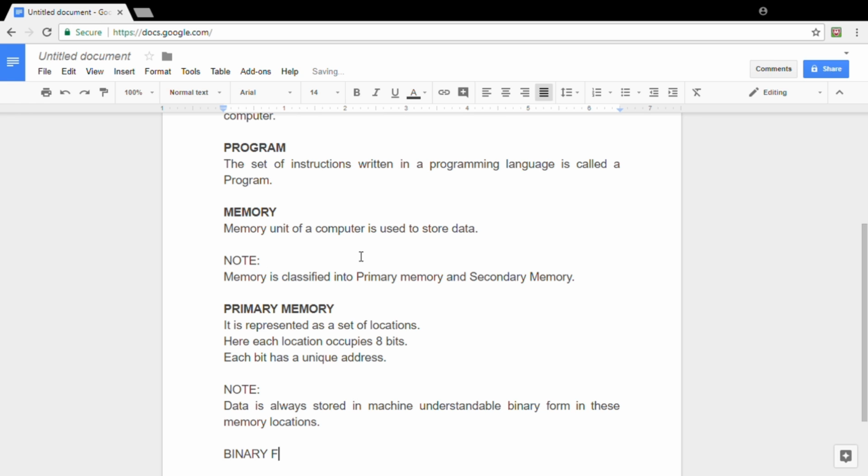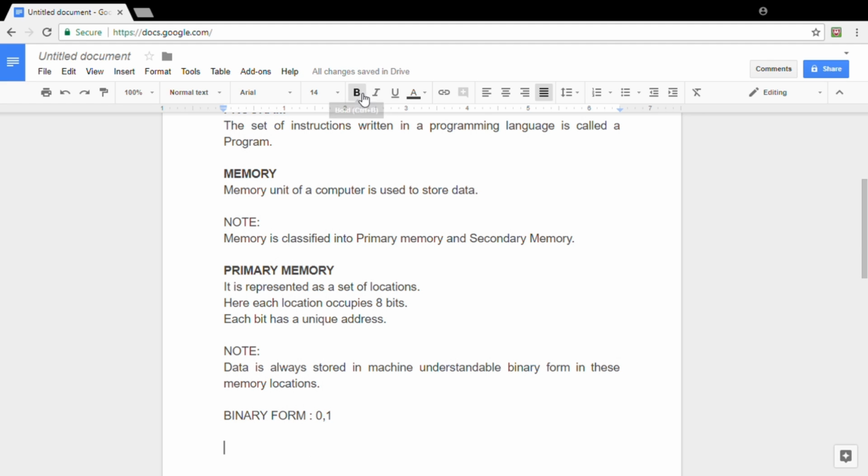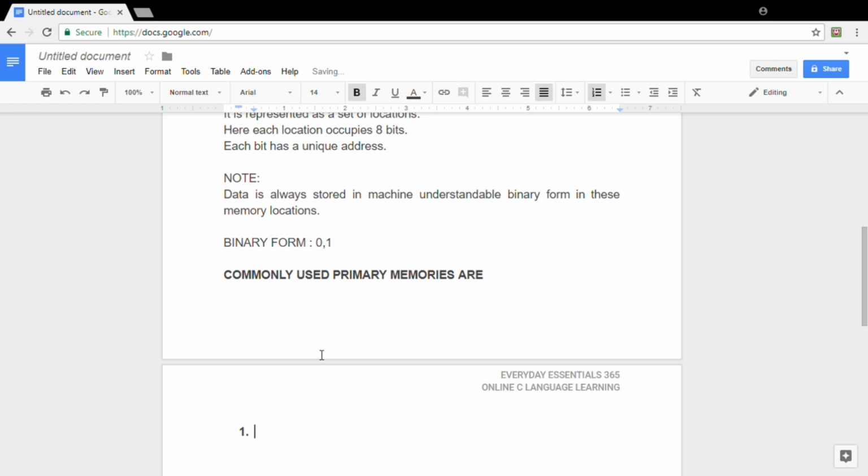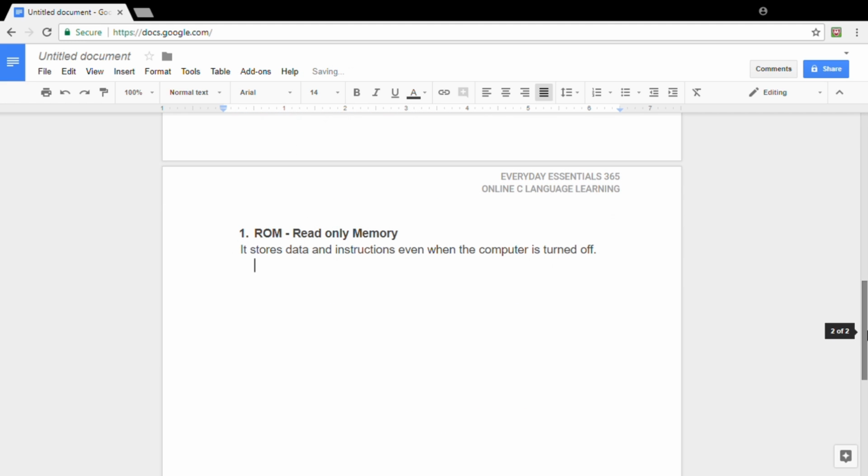So what is a binary form? All the data we give are stored in zeros and ones. So let us look at some commonly used primary memories. First one would be ROM, read-only memory. It stores data and instructions even when the computer is turned off. So indirectly it means it's a permanent storage device.